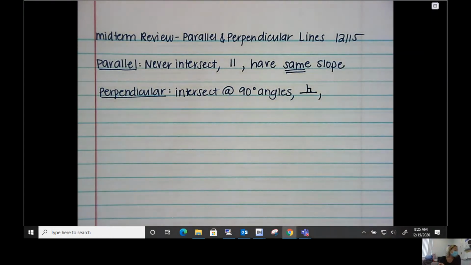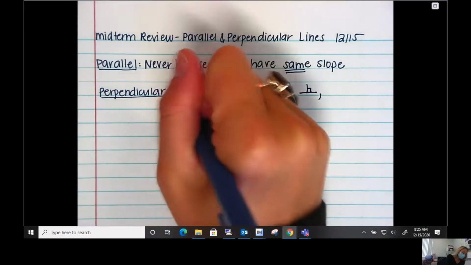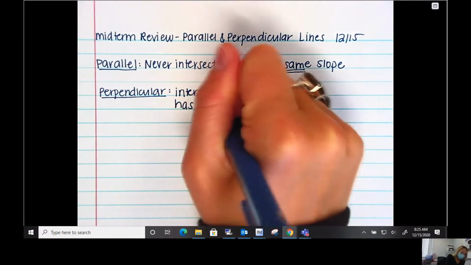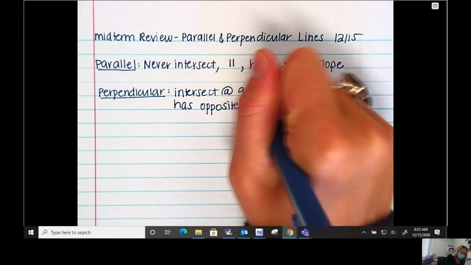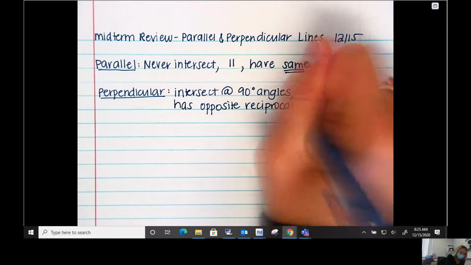Okay. Do you remember anything about the slopes? I'll give you a hint. It's not the same. They don't have the same slope. Maybe you remember the words opposite reciprocal. Does that ring a bell? Opposite reciprocal slopes, maybe? Maybe you could just lie and say yes, make me feel better. Opposite reciprocal slopes.